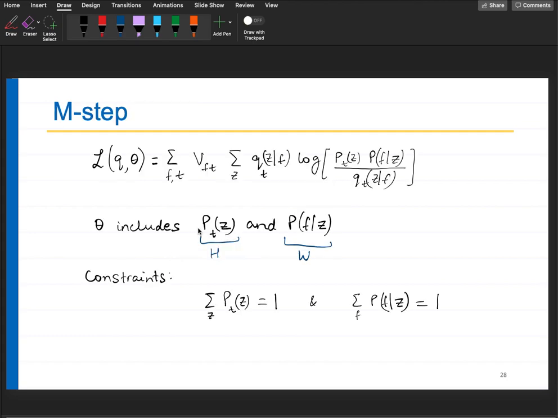So let us do this step in detail now. So you have got, this is your auxiliary loss function. What is your theta now? What are the unknown quantities? The W and H, right? Both you want to estimate. You don't know the dictionary elements, you don't know the activations.